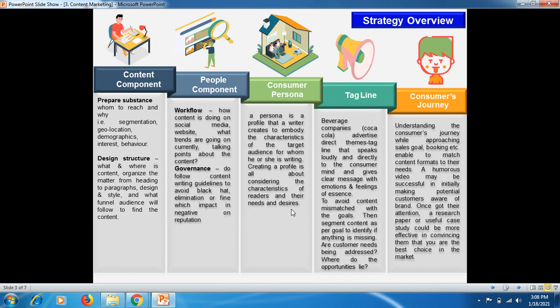So we have to understand the journey through which source the consumer is coming to your defined final position where they will be going to buy your product. And here one of the major aspects is humorous videos may be successful initially in making potential customers aware of the brand. The reason being, you have to make the consumer aware first about your brand and its positioning as well. Only then will they know the brand identity, and afterwards they just have to follow the steps once they get engaged with the product content.